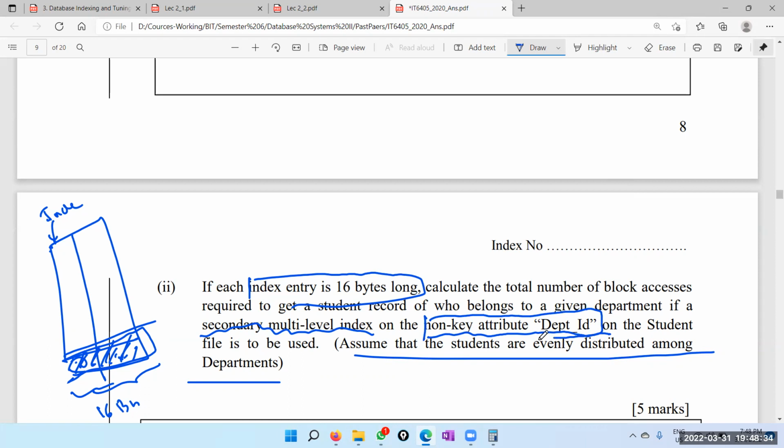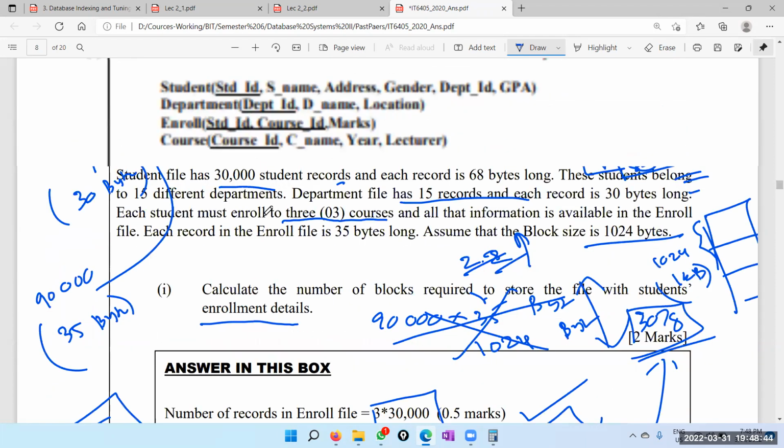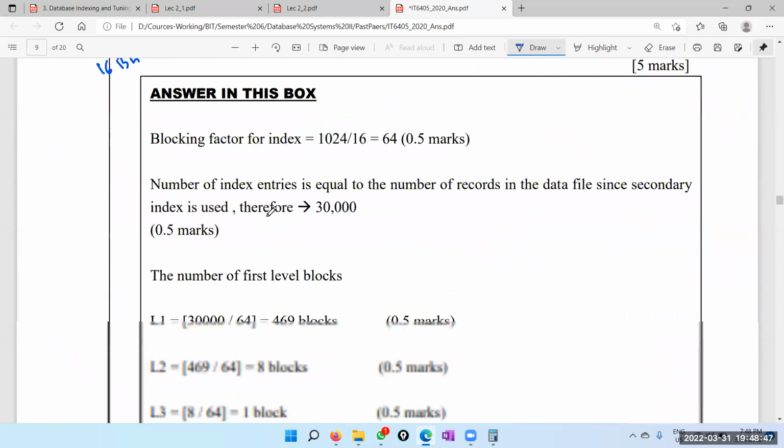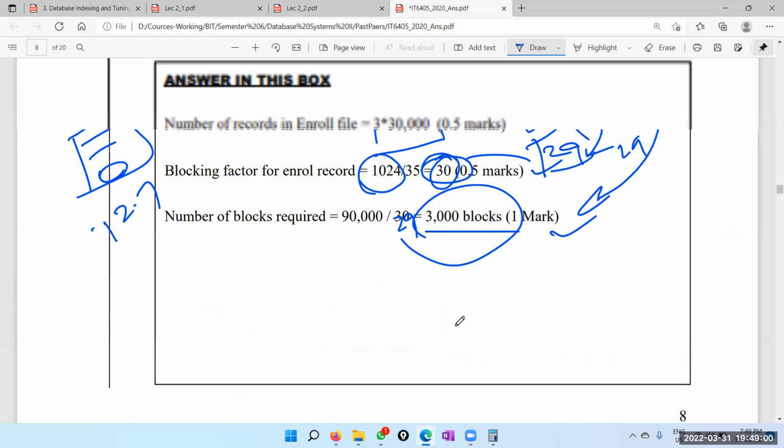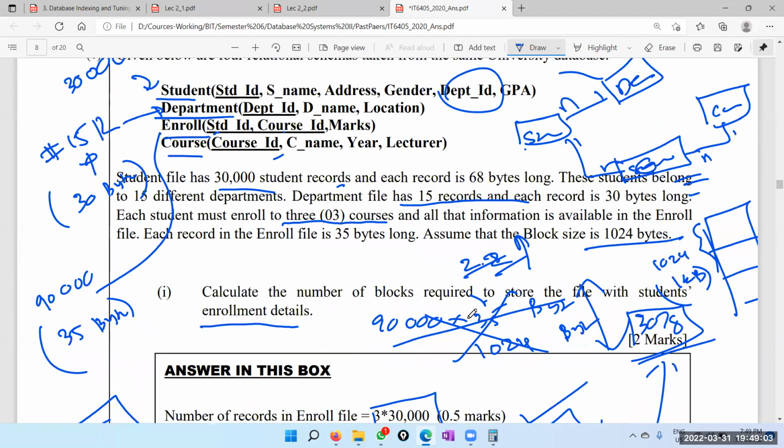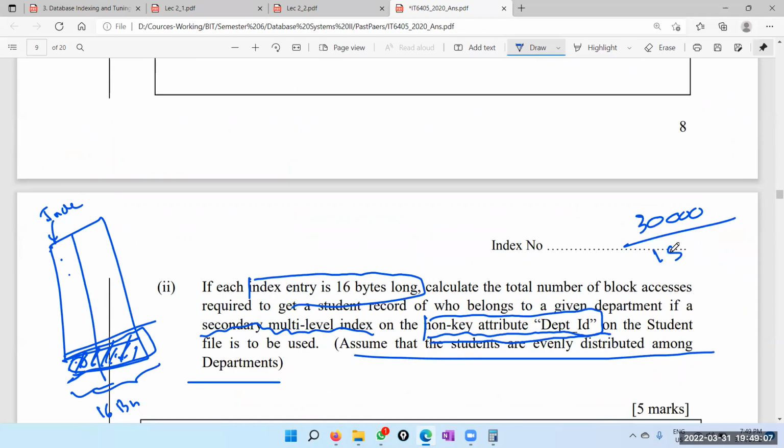So each department ID is going to have multiple records. Altogether, how many records are there? 30,000 students. For one department, there will be on average 30,000 divided by the number of departments, 15. So for each department, there will be about 2,000 students on average, because they say evenly distributed.